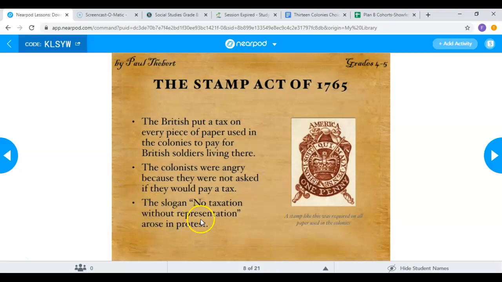So taxation without representation made the colonists really, really angry. Don't tax us because we don't have any say in whether we should or should not be taxed. That's not fair.